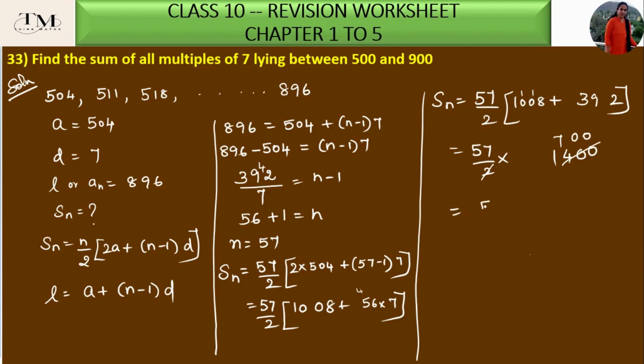So now we have to multiply 57 into 700. So keep these zeros here. 2 zeros are there, so write the 2 zeros. Now multiply the numbers. 7 sevens are 49. Balance 4. 5 sevens are 35. 35 plus 4, it is 39. So the answer is 39,900. So sum of the numbers lying between 500 and 900 is 39,900. Okay children, I hope you can understand.